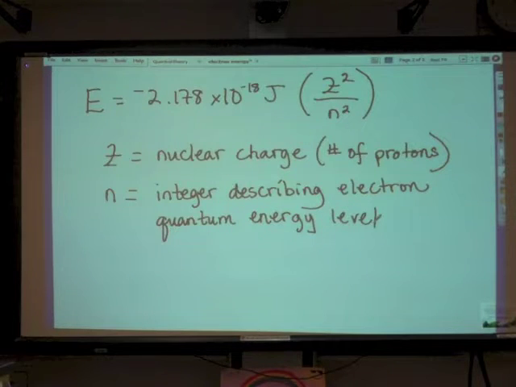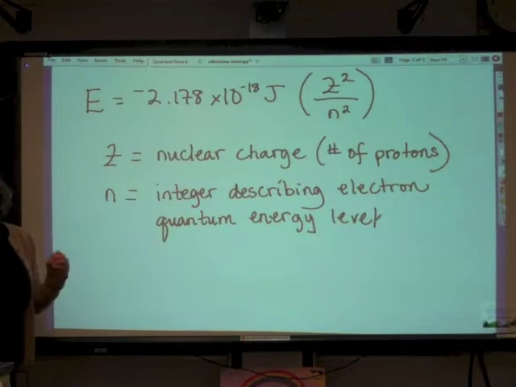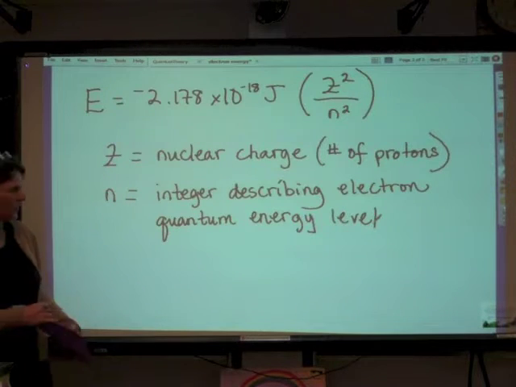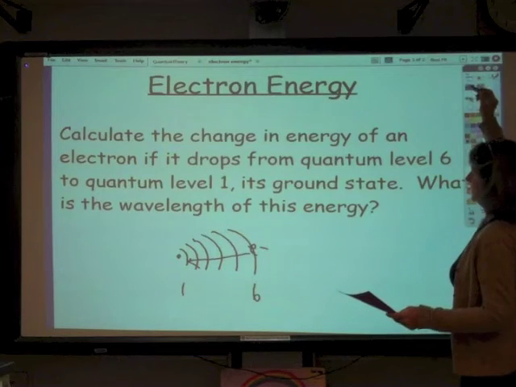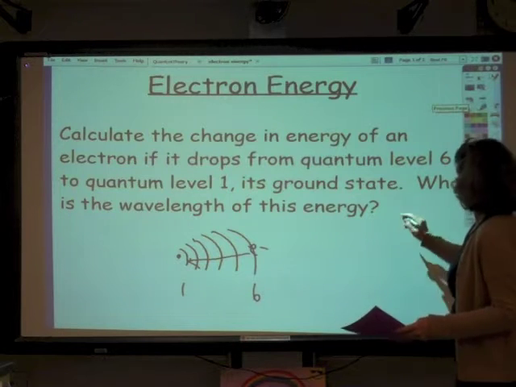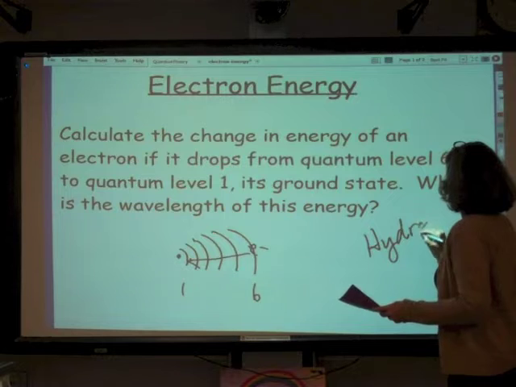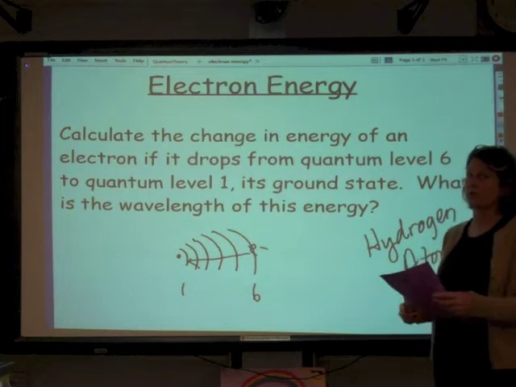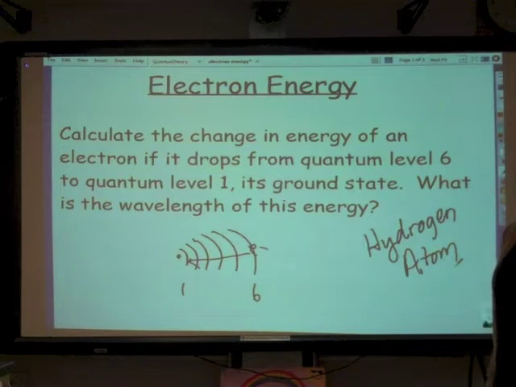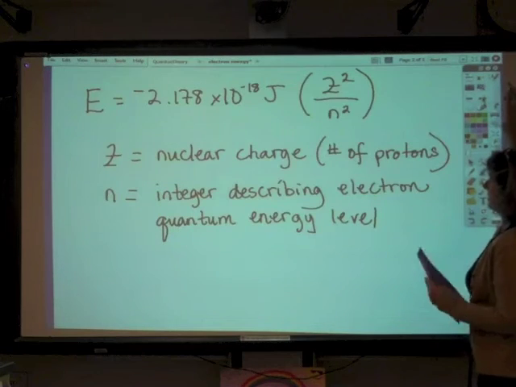Now we're going to begin this by simply asking, how much energy does the electron possess at quantum level 6, and how much energy does the electron possess at quantum level 1? And I did not make this very clear. This is a hydrogen atom we're talking about. We're making this very simple. So what is our nuclear charge going to be? Our nuclear charge is going to be 1 because a hydrogen atom just has a single proton.